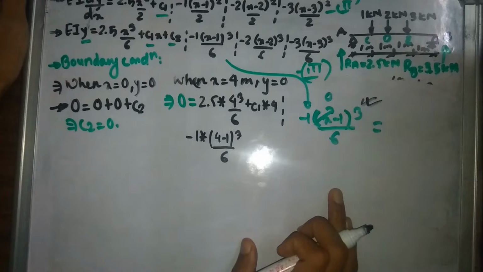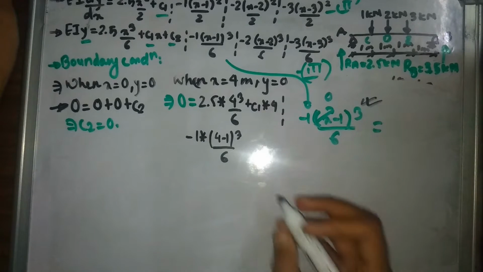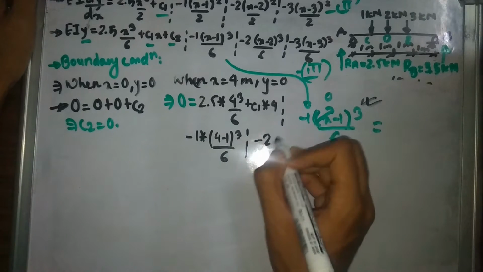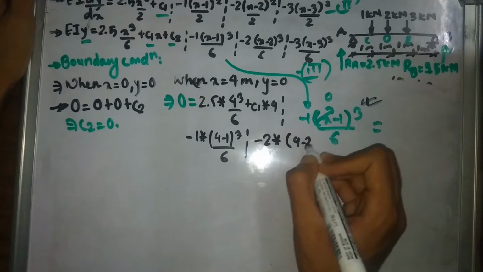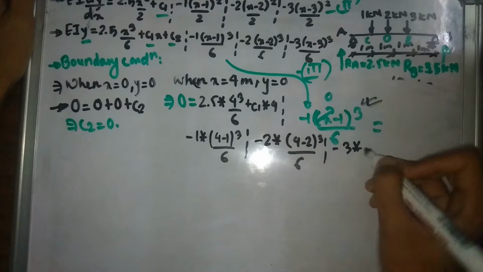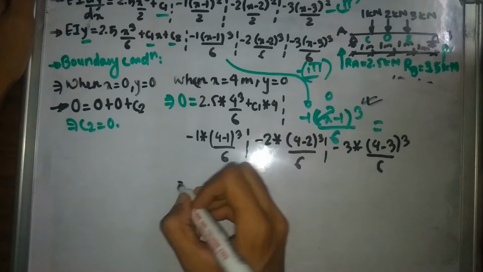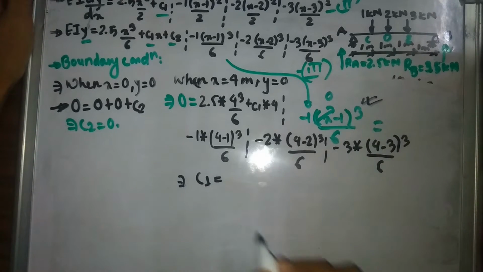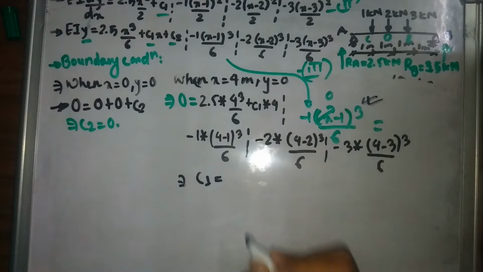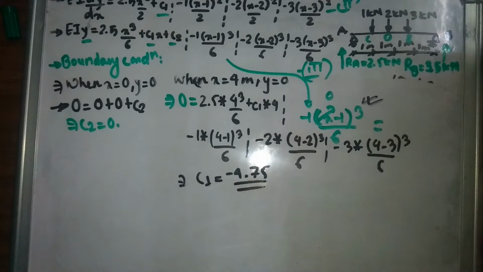This will be clearer when we will be calculating our slope and deflection. So do watch the video till then. Minus 2 into 4 minus 2, so this is again positive, so we're going to include this. Minus 3 into 4 minus 3, again positive, 4 minus 3 cube divided by 6. On solving this, we are going to get a value of C1, which is going to be equal to minus 4.75. So we have found out our value for C1 and C2.